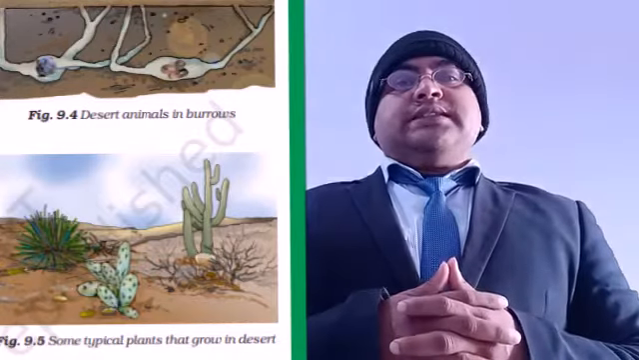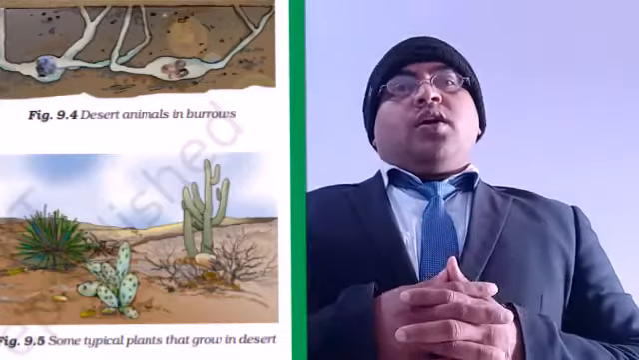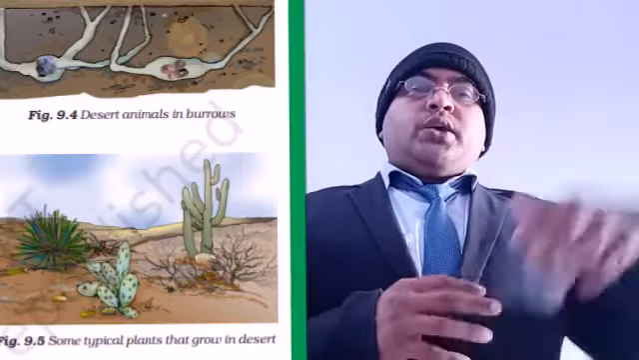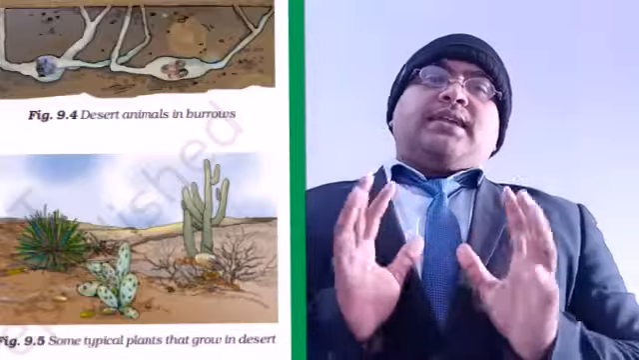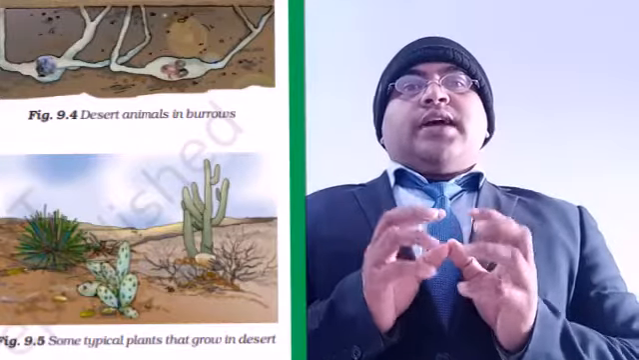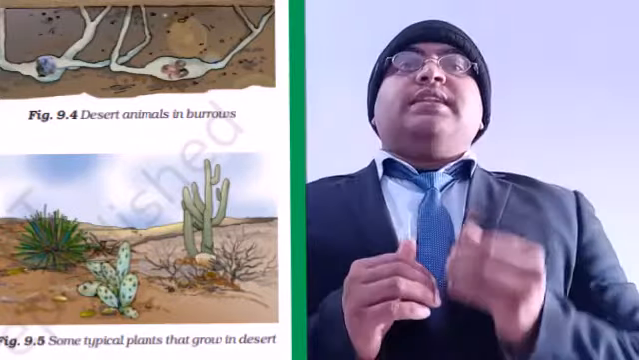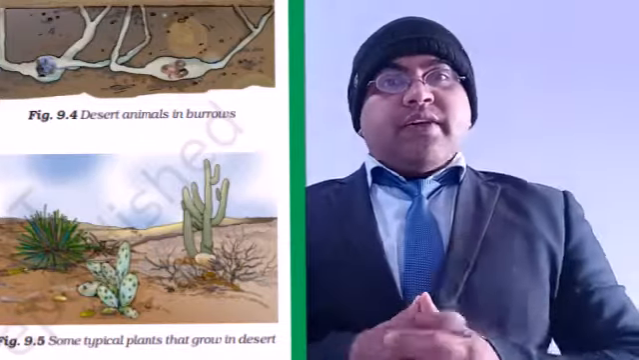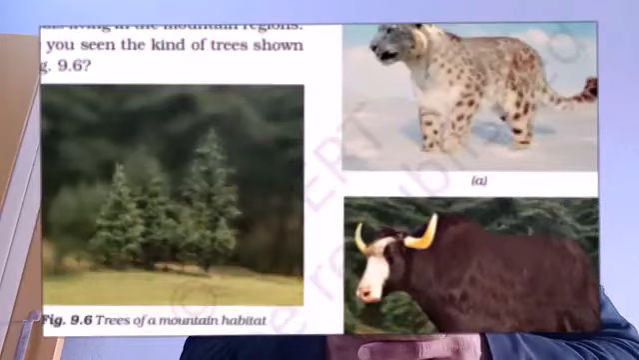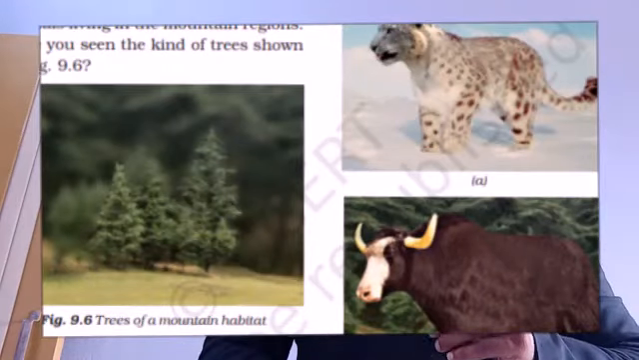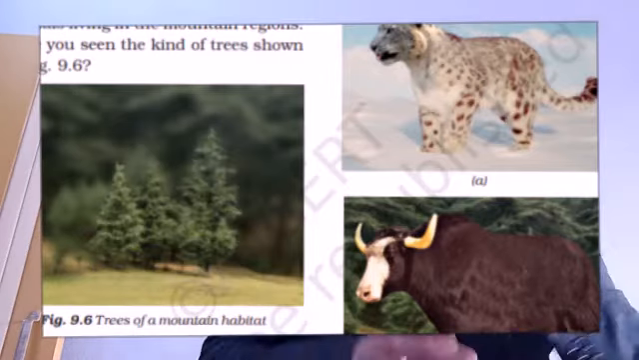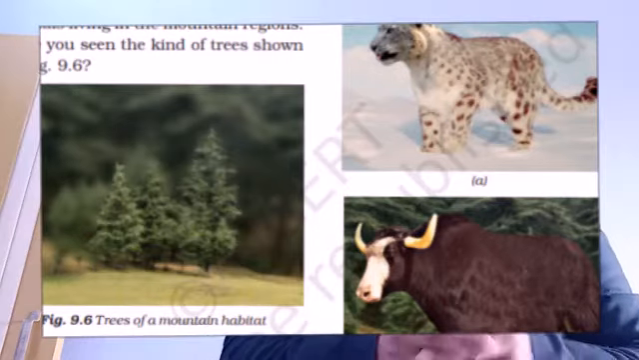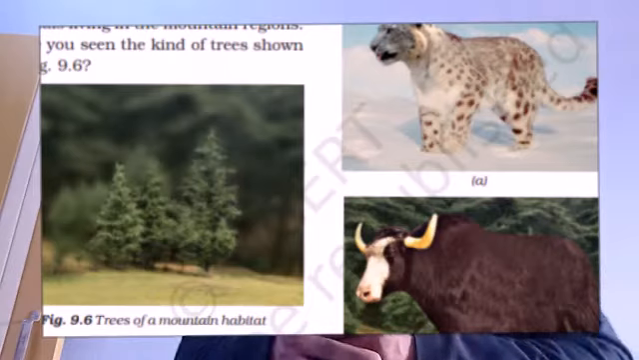As we know, in the desert it is very hot in the day. So they go deep inside the sand and they survive. They come out only when the atmosphere is comfortable, like in the night. The plants in the desert, how do they survive? They have converted their leaves into spines or very small leaves so that transpiration is less and loss of water is less. Like this, plants and animals survive.